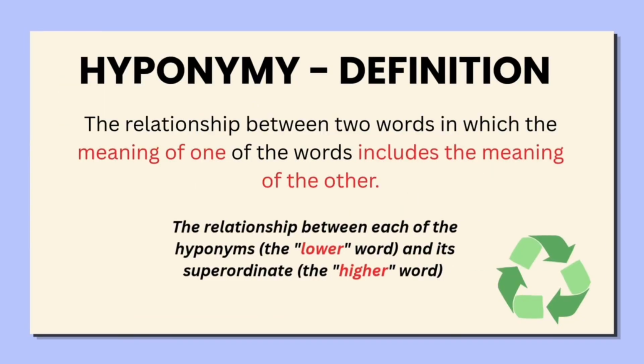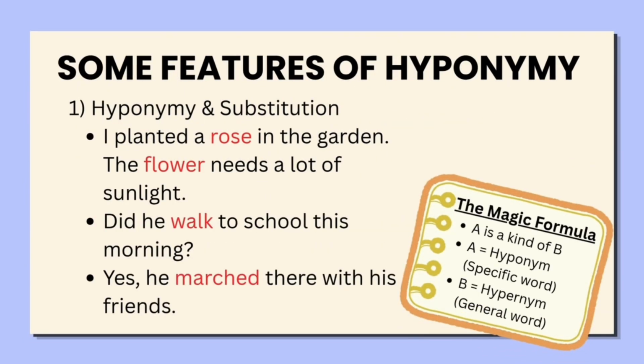To explain more clearly, hyponymy is the relationship in which the meaning of one word is included in another. For example, a rose is a kind of flower, so rose is a hyponym and flower is a hypernym. One important feature of hyponymy is the formula A is a kind of B. For example, a rose is a kind of flower, matching is a type of working. This helps us organize vocabulary into categories and understand hierarchical meaning.